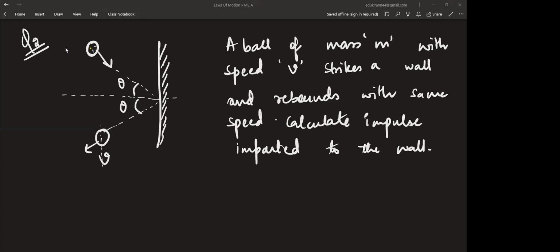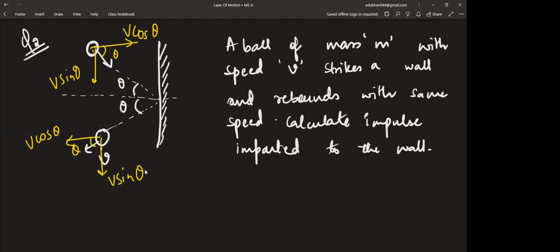Look here, if I have this as theta, then this will also be theta. So here I will get v cos theta, and here I will get v sine theta, right? This is theta, this will also be theta. So this becomes v cos theta, and the perpendicular one becomes v sine theta. Fine, now I have two components here as well. So we have to solve everything along the x-axis and y-axis separately.